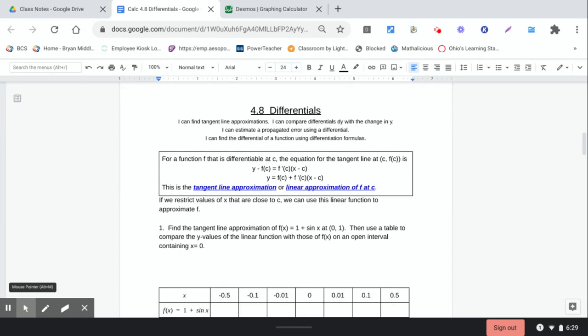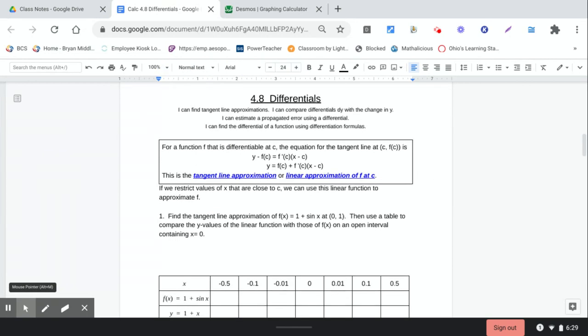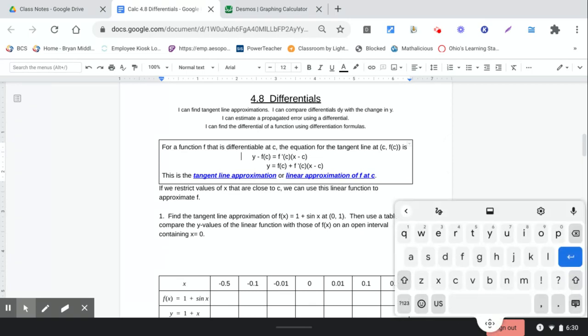So what we're talking about today is called differentials. So what I just did for you, for a function f that's differentiable at a point c, if you want the tangent line at (c, f of c), that's the line we just did. So y minus f of c equals the derivative at c times x minus c. This is the point slope form.